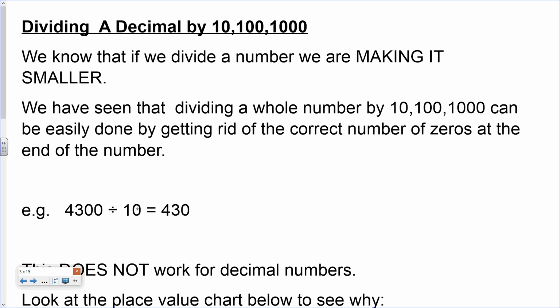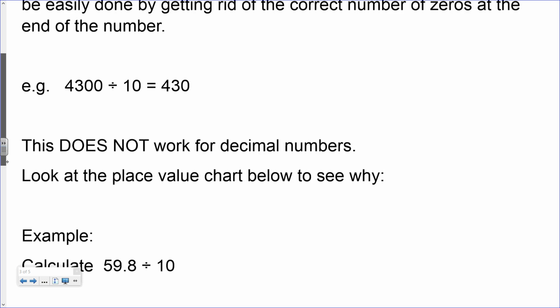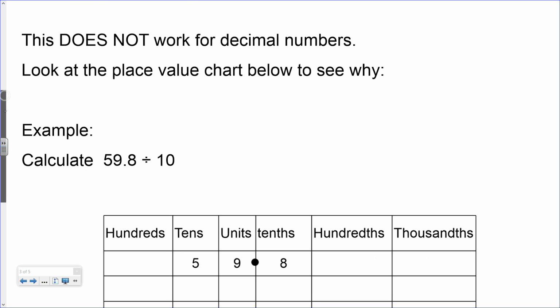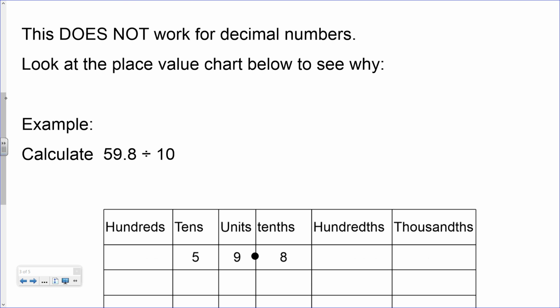We've seen that dividing a whole number by 10, 100 or 1000 can easily be done by getting rid of the correct number of zeros. So that was a little rule that we learned. So let's look at, for example, 4,300 divided by 10 is becoming 10 times smaller, so that goes to 430, or we can think about it as getting rid of a zero. This does not work for decimal numbers.